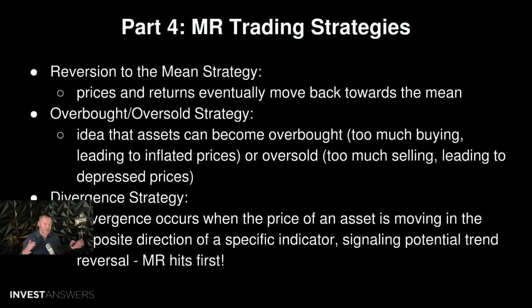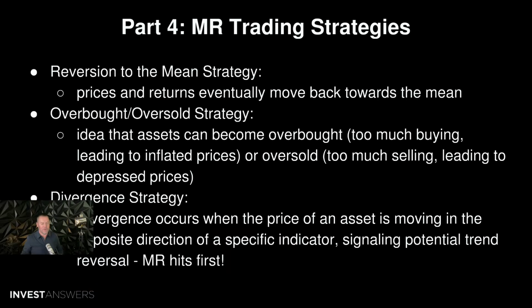Then there's the whole concept of overbought, oversold. Not too dissimilar, but this strategy revolves around the idea that assets can become overbought, i.e. too much buying, too much hype, too much inflated prices, or oversold, leading to too much selling, leading to depressed prices. This is very helpful in things like crypto, where the prices can be manipulated. This helps you identify that too as well.